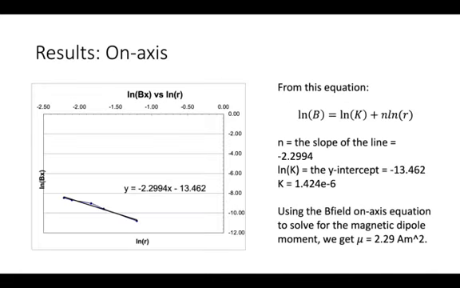Here are our experimental results for the on-axis data. So we got this graph, and from the equation listed here, we knew that n was the slope of the line, which equals negative 2.2994, and ln k is the y-intercept, which is negative 13.462. When we solve for k, we got 1.424e-6. Using the B field on-axis equation to solve for the magnetic dipole moment, we got mu equals 2.29 A·m².